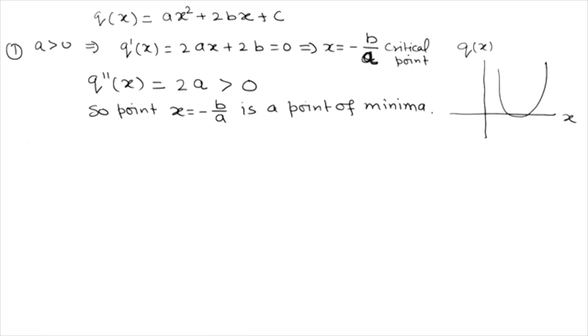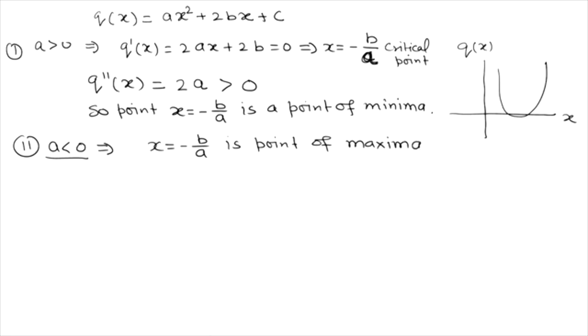Similarly, if I take A is less than 0, in this case the point x equals minus b by a comes out to be a point of maxima. So, generally these are the necessary and sufficient conditions we can use for looking at the maxima and minima of a scalar quadratic form.